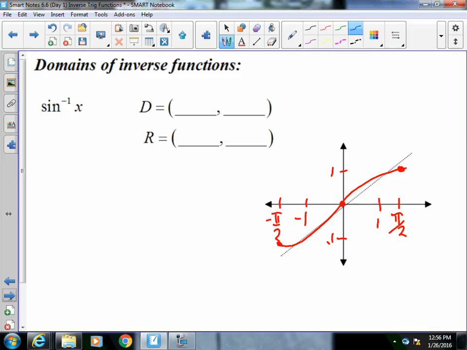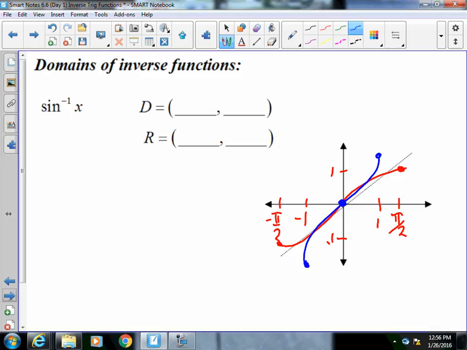Now our inverse is going to be the reverse of that. So instead of graphing negative pi over 2, negative 1, we're going to graph negative 1, negative pi over 2. 0, 0 will still be 0, 0. Pi over 2, 1 will now become 1, pi over 2. So the inverse of this function looks like the blue.